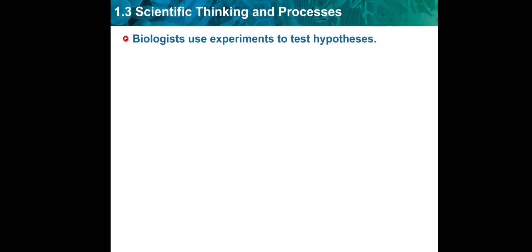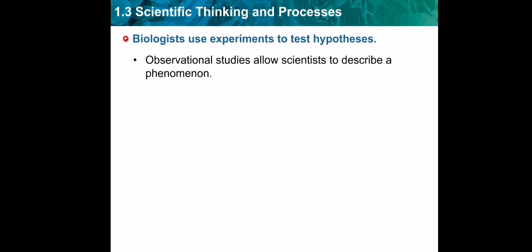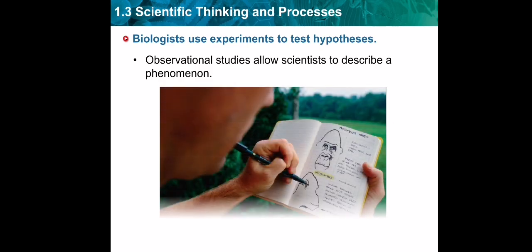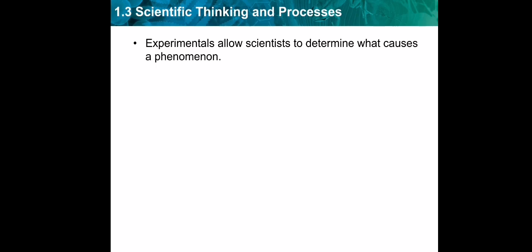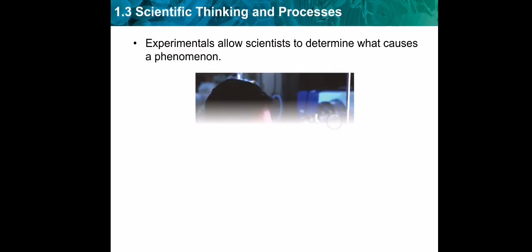Biologists use experiments to test hypotheses. How can they use experiments? They use observational studies that allow scientists to describe a phenomenon. Like this scientist, he observed a gorilla and started drawing it and describing it at the same time. So, experiments allow scientists to determine what causes a phenomenon.